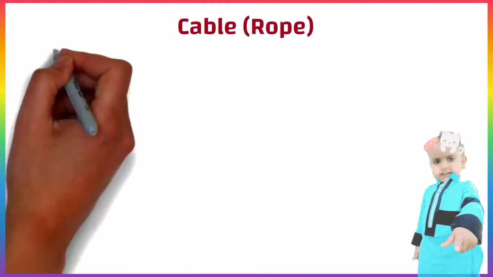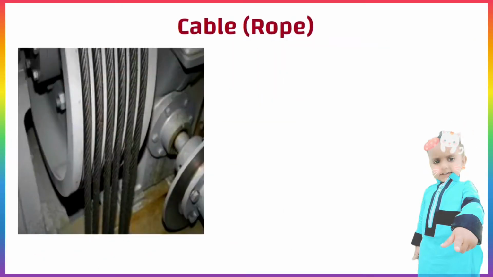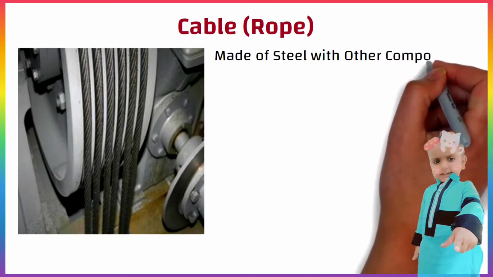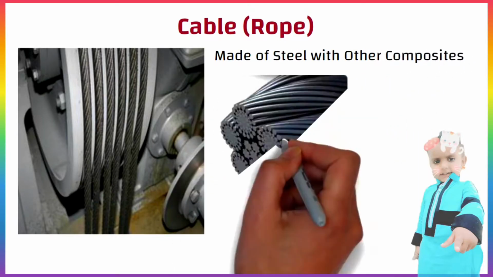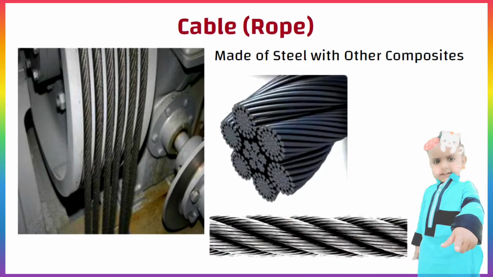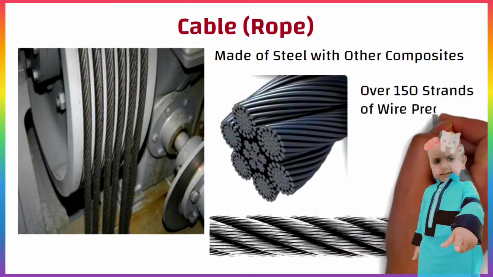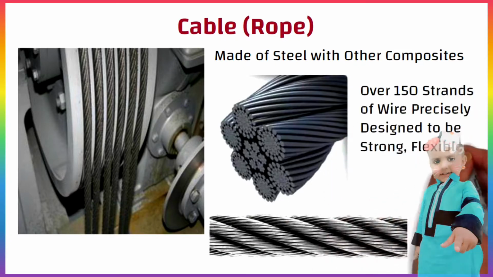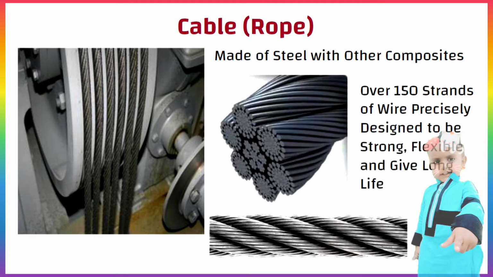Cable or rope. Elevator ropes are highly engineered and made of steel with other composites. Also, they are not single wires but several strands of various sizes wrapped together. A typical cable or rope can have over 150 strands of wire precisely designed to be strong, flexible and give long life. As I am not able to cover all the information about this topic in a single video, I am going to cover the remaining components and some important information about elevators in my next video.